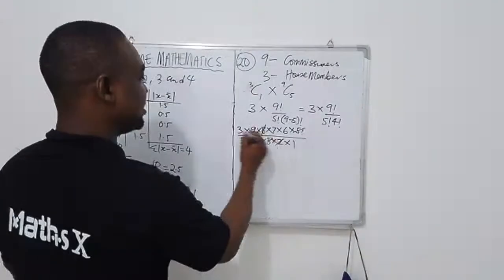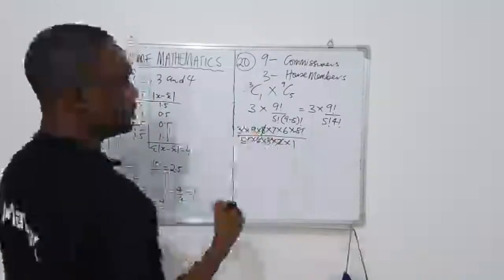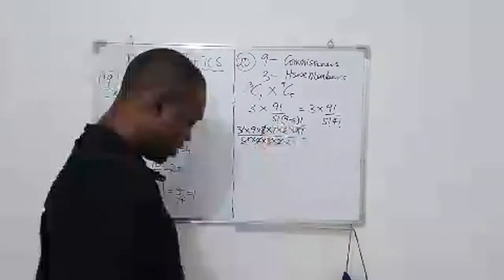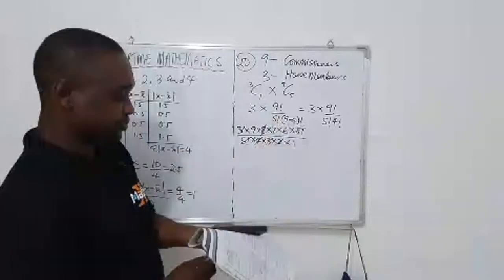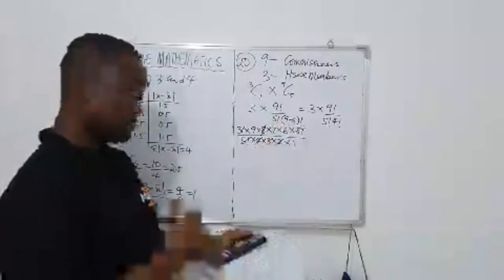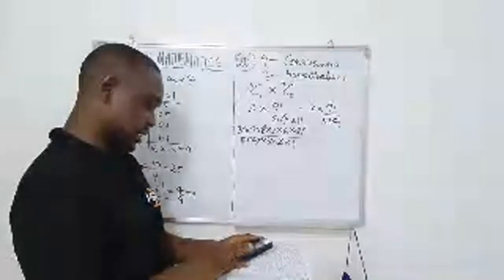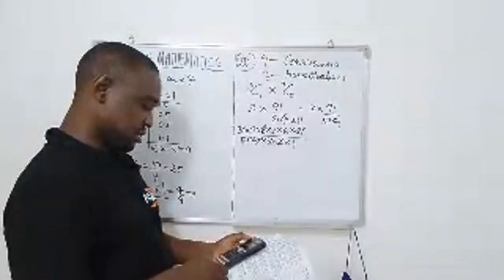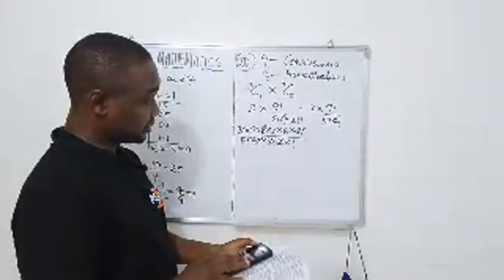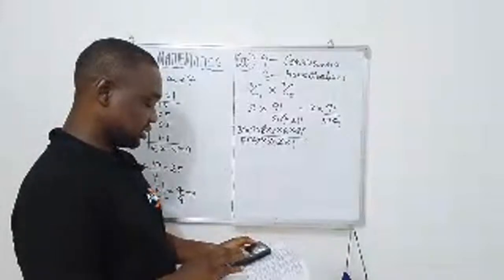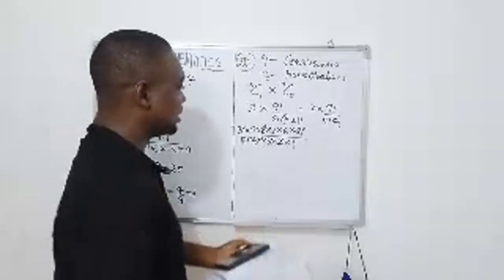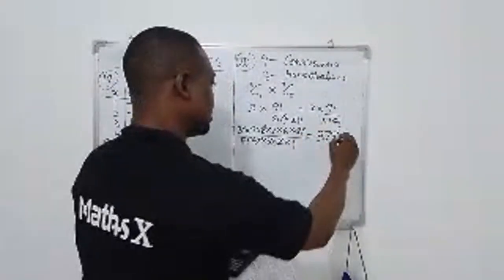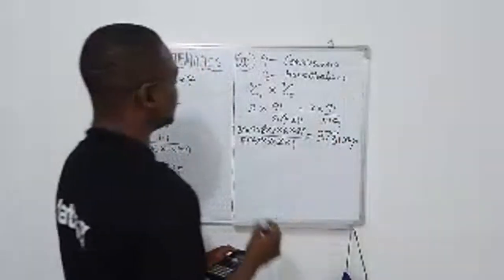Let's do this. All right. 3 cancels 3 here. Left 9 times 7 times 6. With my calculator, 9 times 7 is 63. So 63 times 6. That is actually 378 ways of getting this thing done.